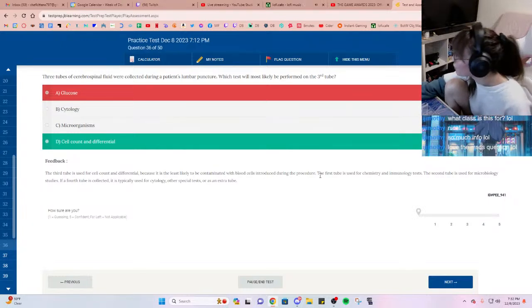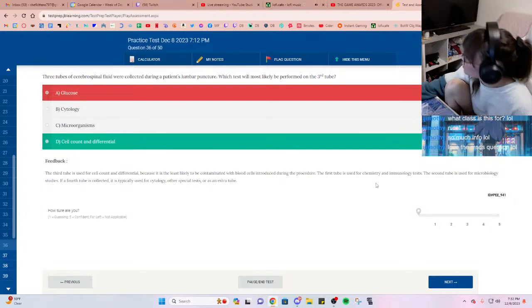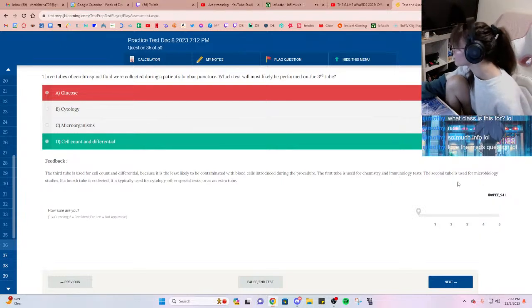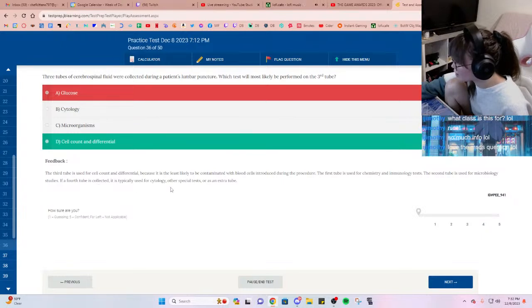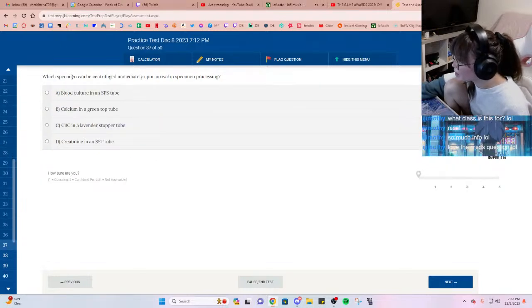Okay. The first tube is used for chemistry and immunology tests. The second tube is used for microbiology studies. If a fourth tube is collected, it is typically used for cytology or other special tests or as an extra tube. Okay.